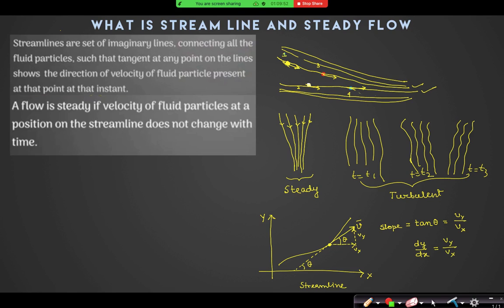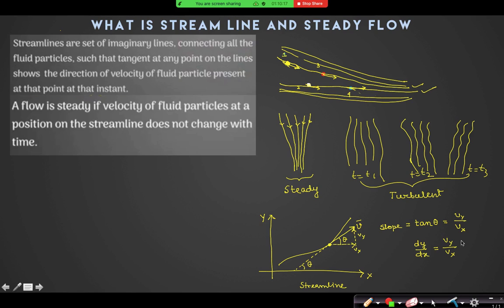Can I write this? Check once. Please wait a bit. Yes, sir, we can write this: dy by dx is equal to Vy by Vx. For any streamline, we can do it. Now listen, this is a mathematical manifestation of streamline. Now listen carefully.